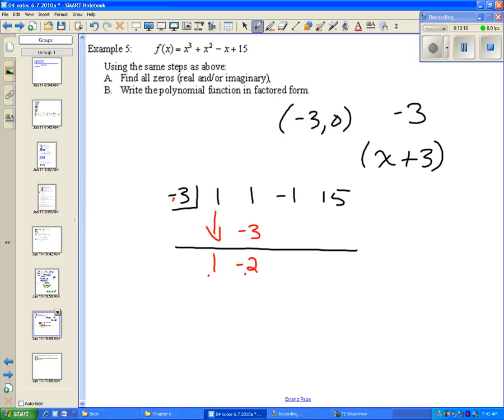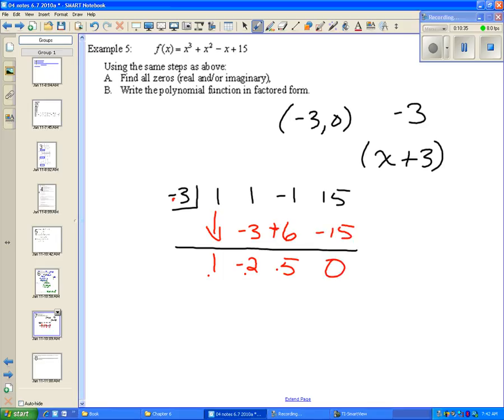Negative 3 times negative 2 is 6. Let's make that a negative 6 because negative 3 times negative 2. Oh, that's a positive 6. I'm multiplying. Negative 1 plus 6 is 5. Negative 3 times 5 is negative 15. I add down, I get 0.